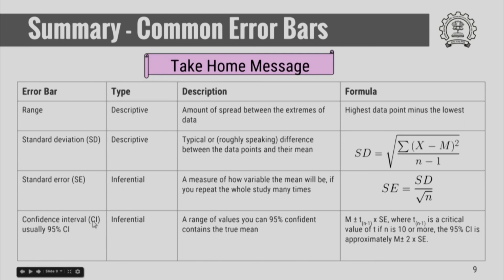The confidence interval, or more commonly used 95% confidence interval, is an inferential error bar. This gives you a range of values that you can be 95% confident contains the true mean. The formula to calculate it is mean plus minus t n minus 1 multiplied by the standard error, where t n minus 1 is a critical value of t. If your sample size n is 10 or more, the 95% confidence interval is approximately mean plus minus 2 standard errors.